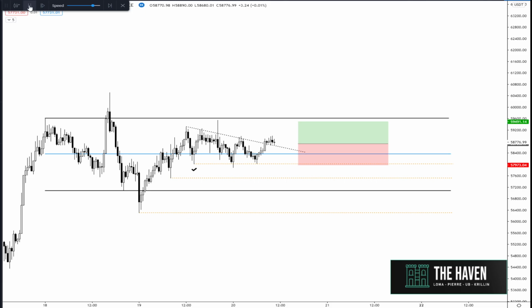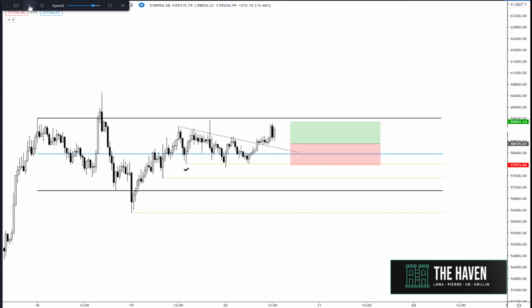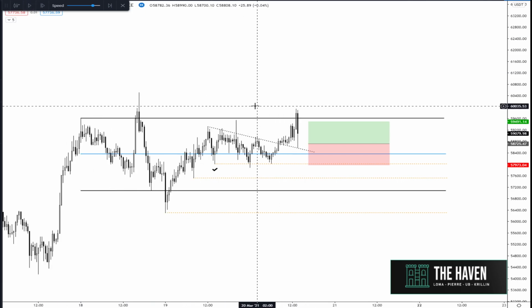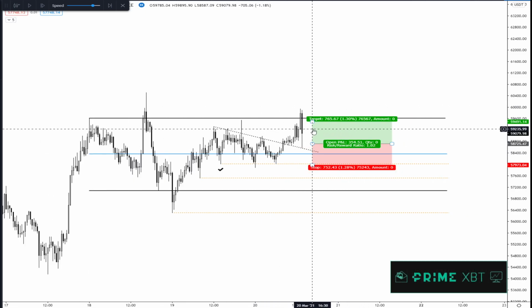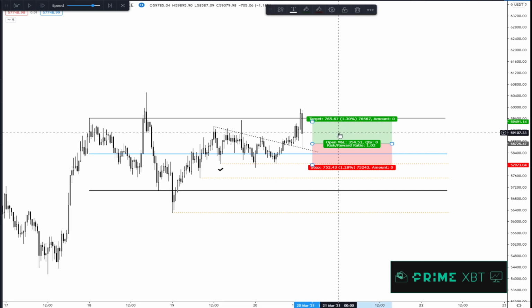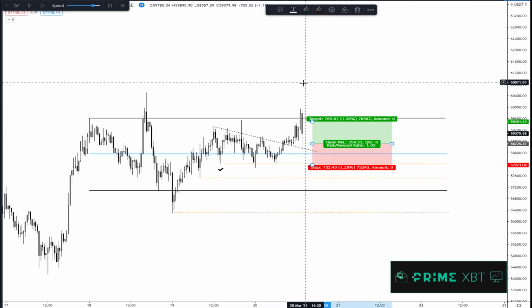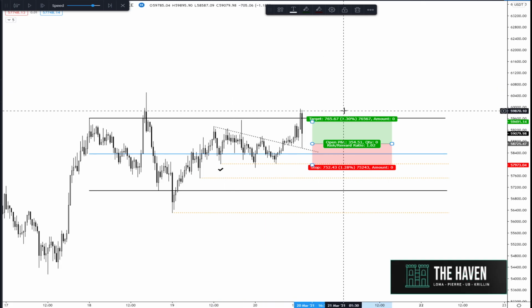So we see what price does here. Perfect tap of the range high, and we are out of our trade, essentially. Obviously, I didn't trade this. This is just an example. This is not a way for me to give you hindsight analysis. This is purely an educational tool. So that's how you could have traded this trading range.